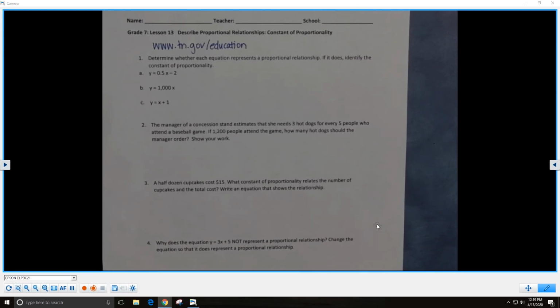Looking at number 1 on this independent practice, folks, the question says, determine whether each equation represents a proportional relationship. If it does, identify the constant of proportionality. And just a reminder, as you're working through these, think about what that equation that we used all day today looks like when we're writing an equation using the constant of proportionality. Think about what that equation looked like to help you determine which of those are proportional relationships. And then think about where that constant of proportionality was located in our equation to help you identify the constant of proportionality there.